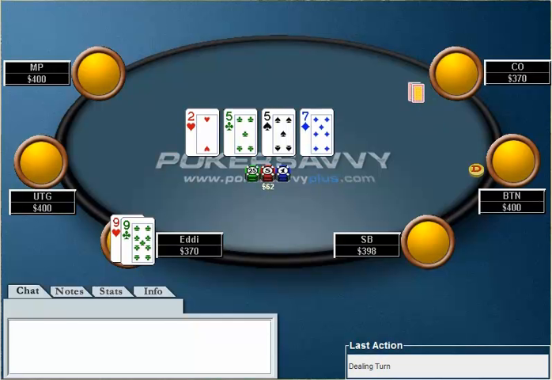So the turn is a 7, we check, he checks back, the river is an 8, and we value bet. The types of hands that he can call with here are a 7 or an 8, maybe some kind of ace-high hero call, pocket 3s, pocket 4s, pocket 6s, hands like that. And he folds. So this is a fairly simple situation.